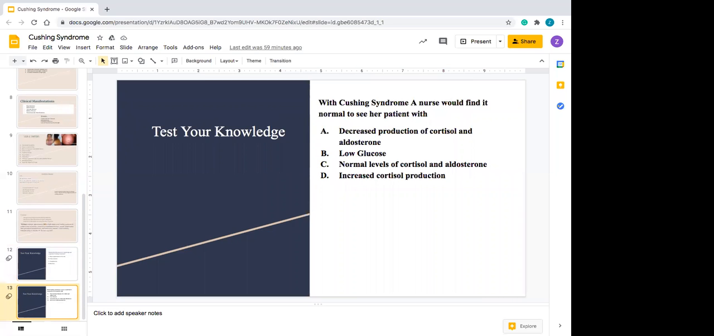Michaela, you can do this one. With Cushing syndrome, a nurse would find it normal to see her patient with... I don't know if anyone wants to participate. It's D. Yes, it is.